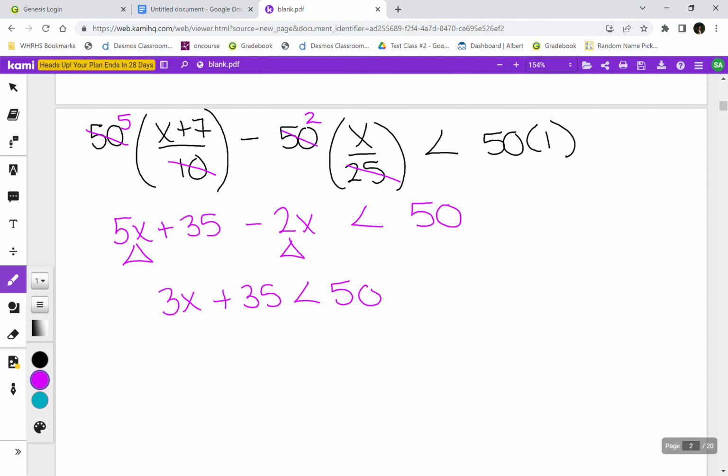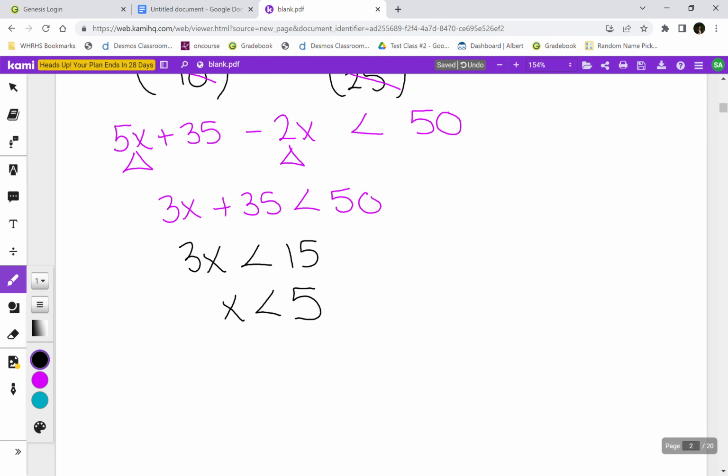All right, so now we're going to solve this just like we would solve an equation. So we have 3x is less than 15, so x is less than 5. I want you to write all inequality solutions as a solution set. So we are x such that x is less than 5.